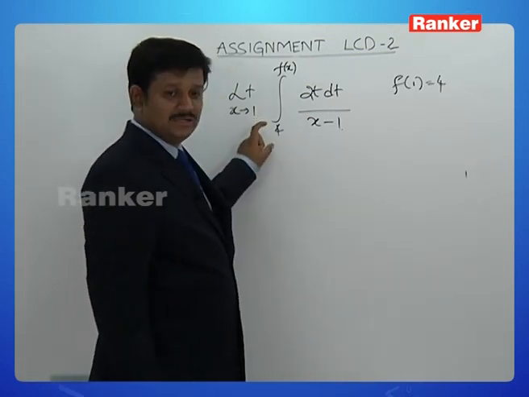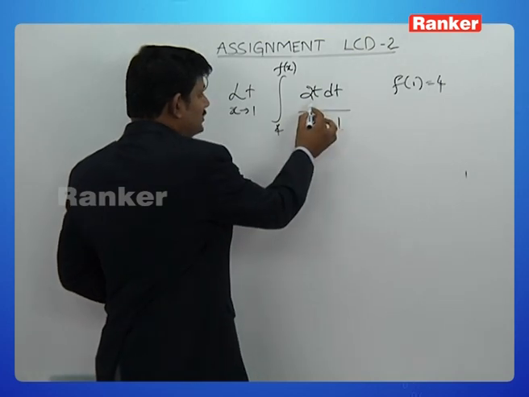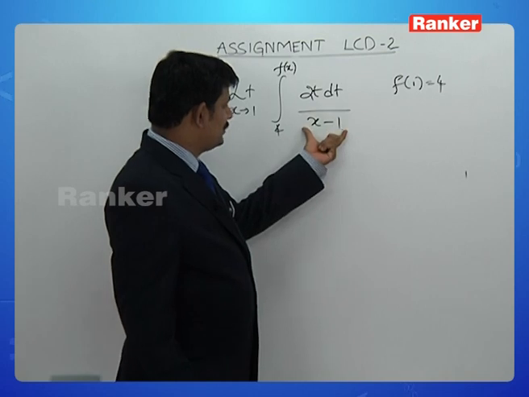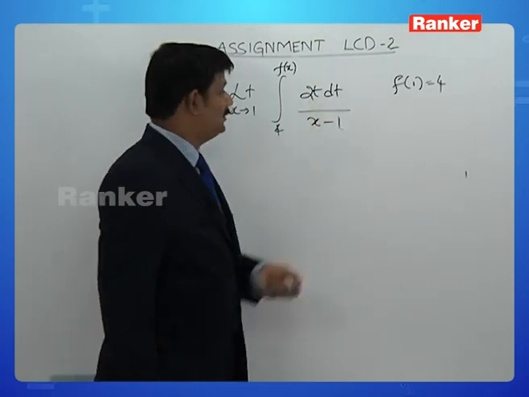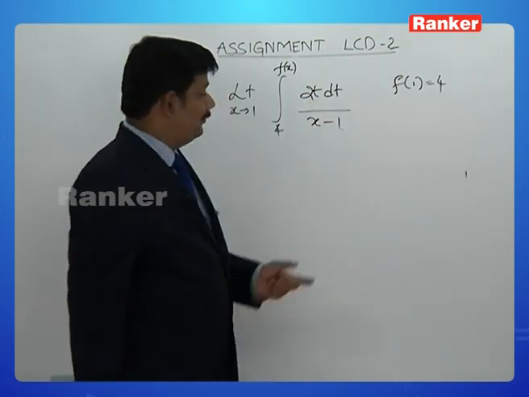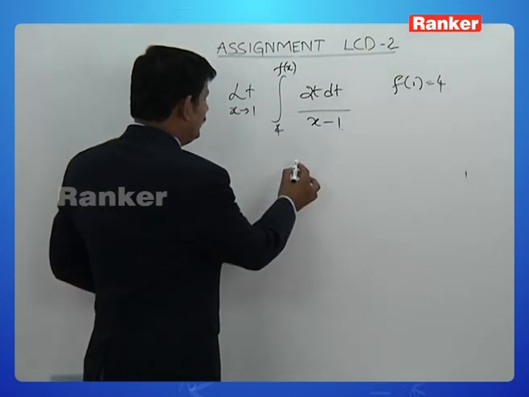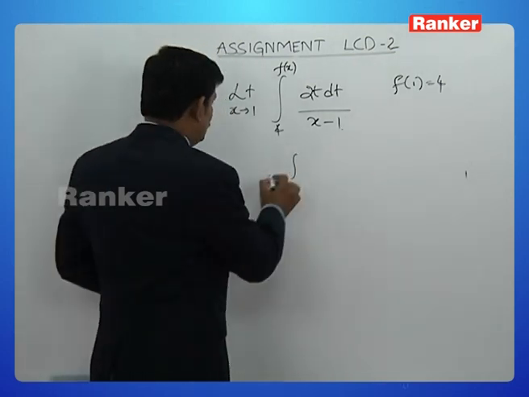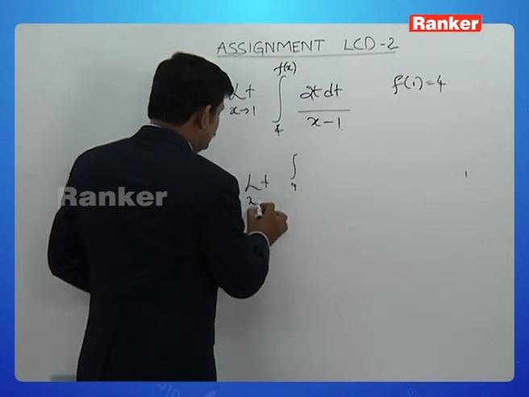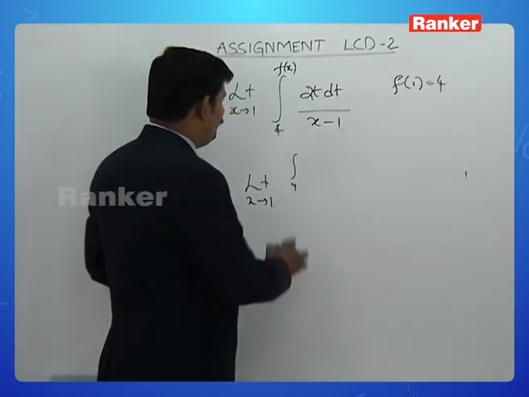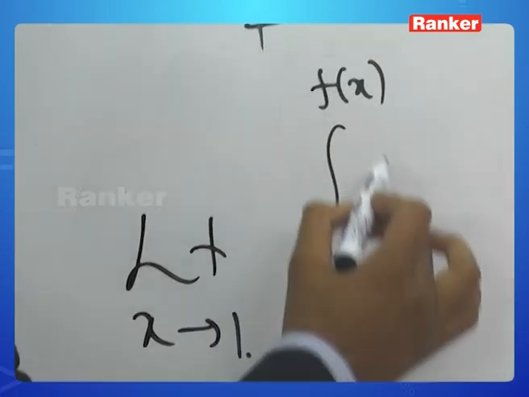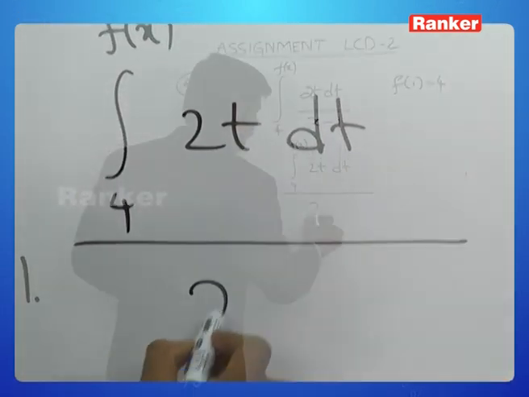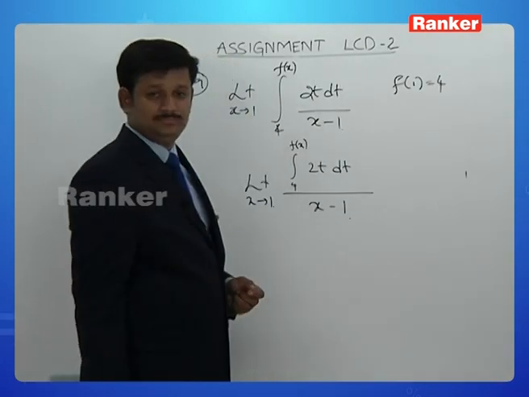Now, observe the integral. In this integral, we are integrating with respect to the variable t. So x minus 1 is independent of the variable, and we can bring x minus 1 out of the integral. So this limit we can write as the limit as x tends to 1 of the integral from 4 to f of x of 2t dt, whole divided by x minus 1.